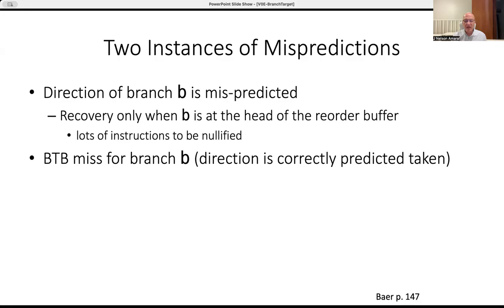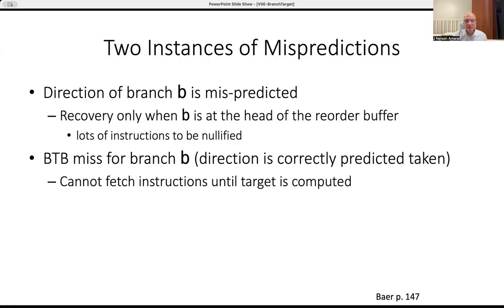The other situation is that I predict the direction of the branch correctly, but I have a miss in the BTB, so I do not have the target. In this case, I cannot fetch the instructions until the target is computed. But remember, the time to compute the target is shorter than the time to find out that the branch goes in the other direction. So in this case, it only affects the filling of the front end of the processor.